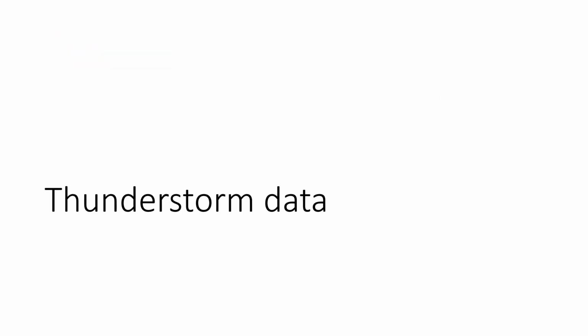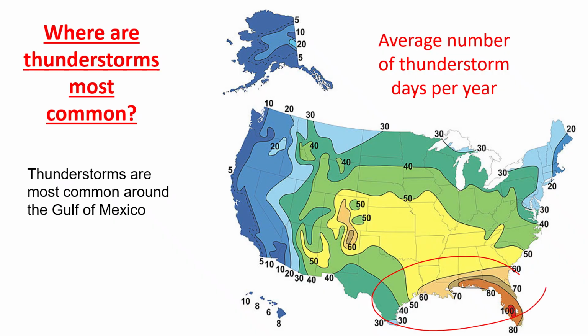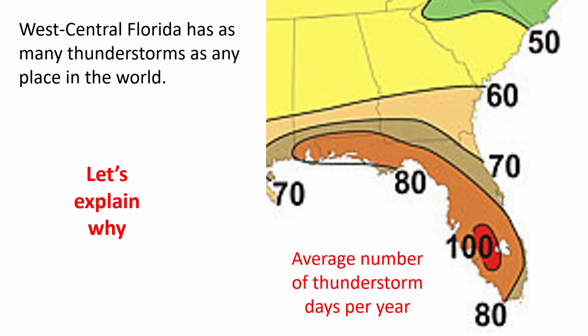Now, there are some patterns with thunderstorms, some data. Where are thunderstorms most common? Well, as you can see from this graphic, it seems to be a lot more common around the Gulf of Mexico. Well, let's explain why.